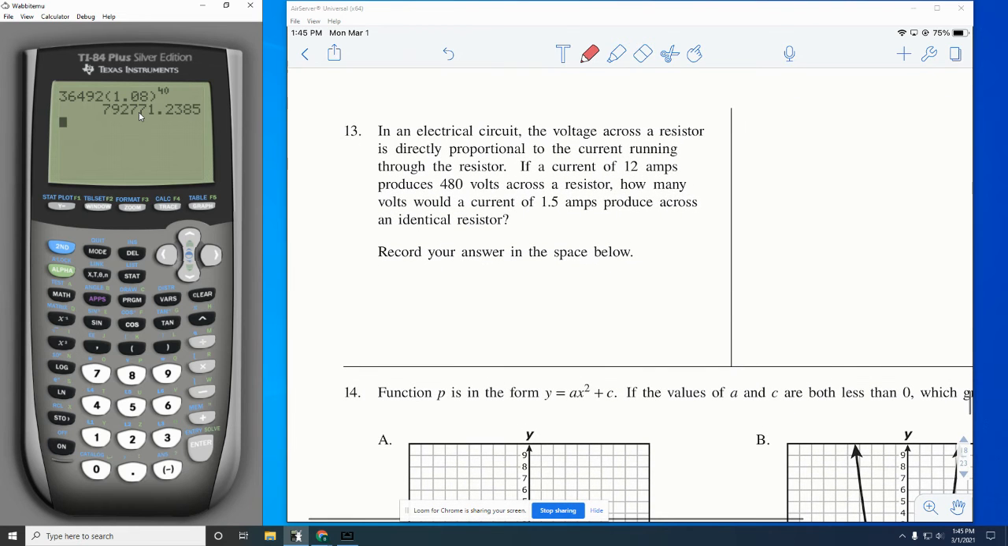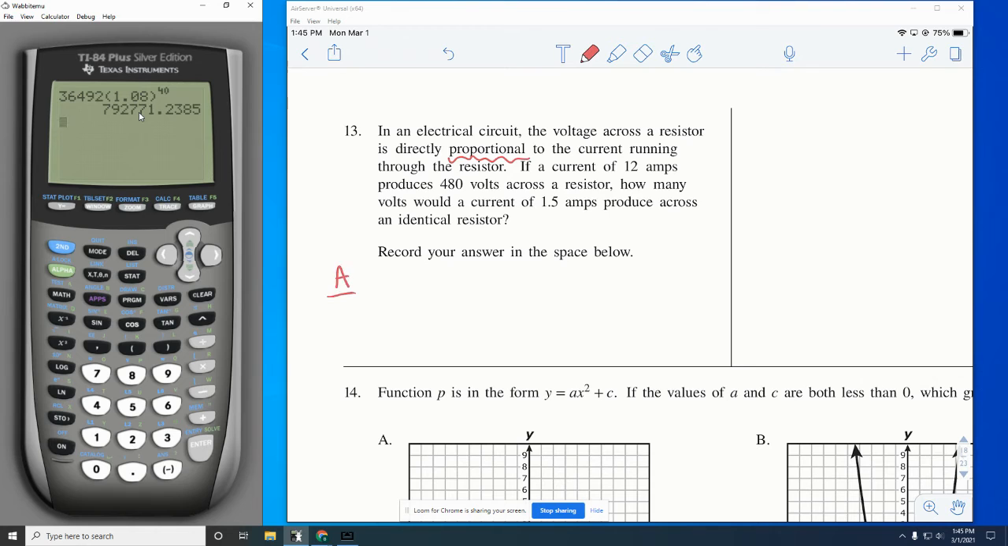Next, number 13, in an electrical circuit, the voltage across a resistor is directly proportional. So this one's telling me what I'm going to need, a proportion, to the current running through the resistor. If the current of 12 amps produces 480 volts, how many volts would a current of 1.5 amps produce across an identical resistor? Record your answer in the space below.